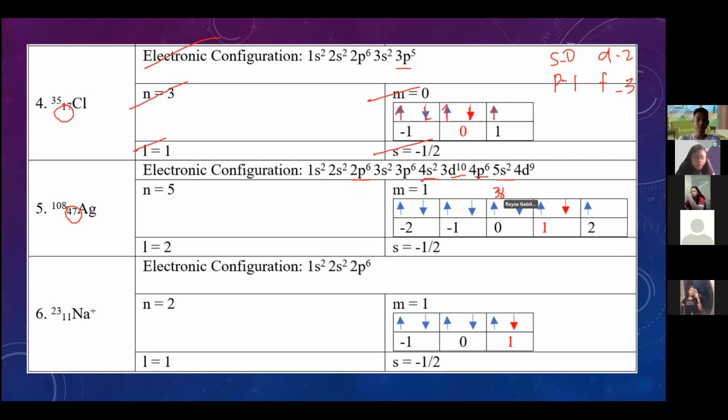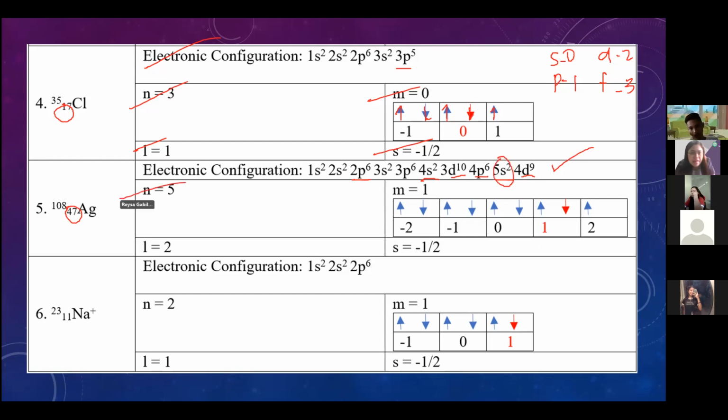Ilan na lang ang kulang? 9. So after 5s2, that's where you have the 4d, pero kulang ng 9. So yes, it's 4d9. So this one is correct. Okay? This one is correct. Medyo mahaba lang siya. Now, what's the largest number here? The largest number is 5.